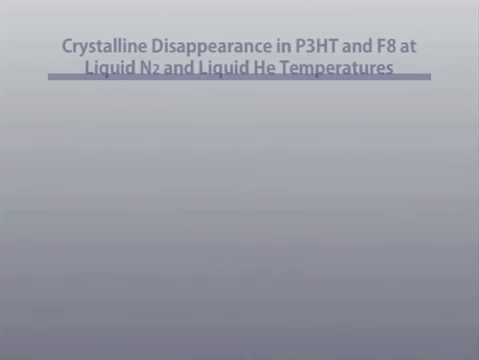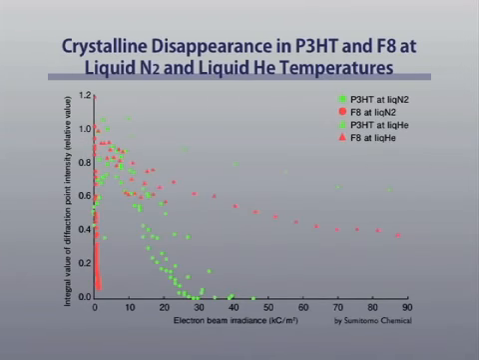This graph shows the comparison of crystalline disappearance at liquid nitrogen temperature and at liquid helium temperature. At liquid nitrogen temperature, crystallinity in one of the samples is destroyed in an instant. However, at liquid helium temperature, its rate of change is much slower. You may realize now that observations at extremely low temperatures can be very useful.